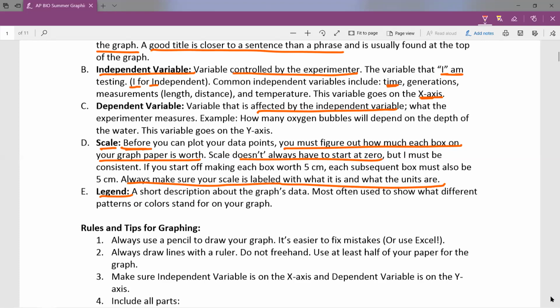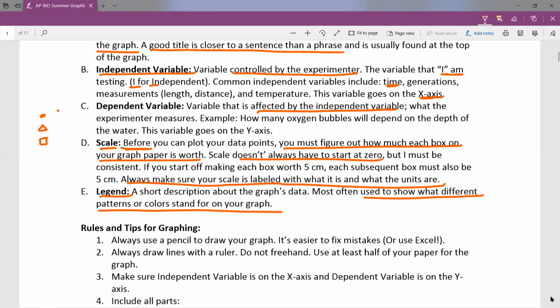Short description about the graph's data, most often used to show what different patterns or colors stand for on your graph. Like one data point might be dots, another data point might be triangles. The control might be labeled with dots, and the first experimental variable might be labeled with triangles, and the second experimental variable might be labeled with squares.